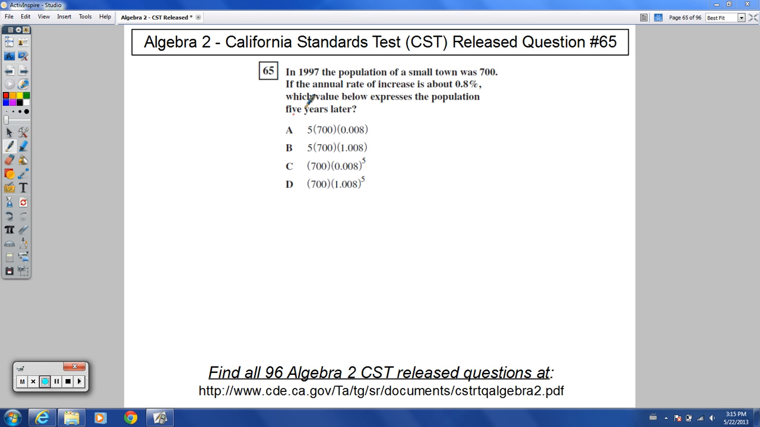Hey, welcome to Algebra 2 CST release question number 65. Here's what we got. It says in 1997 the population of a small town was 700. The annual rate of increase is about 0.8%. Which value below expresses the population 5 years later?